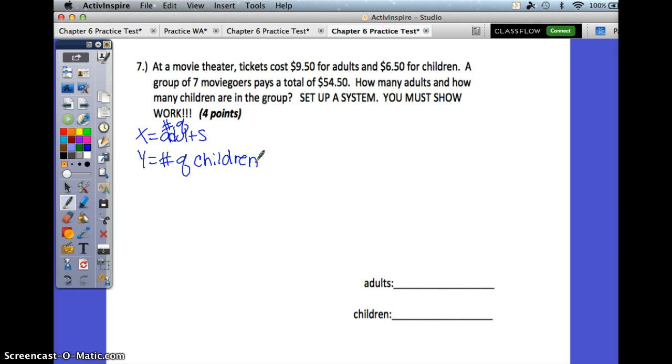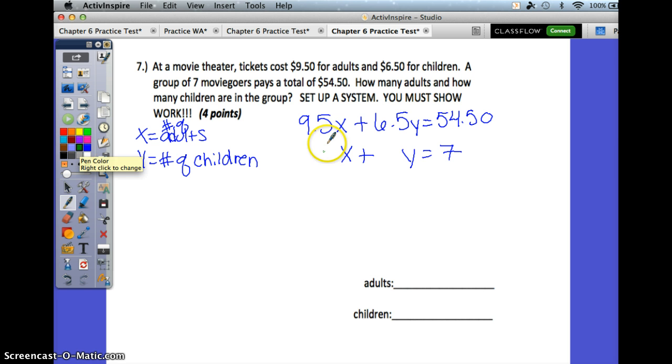We know that it's $9.50 for adults, $6.50 for kids. So I said 9.5x plus 6.5y equals the total of $54.50. Then there was a total of 7 people. So we have x plus y equals 7. I thought because they're both in standard form, I did it by elimination.